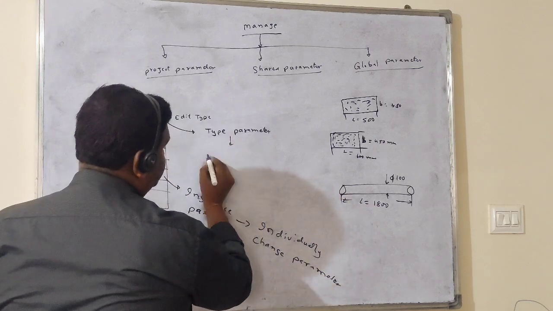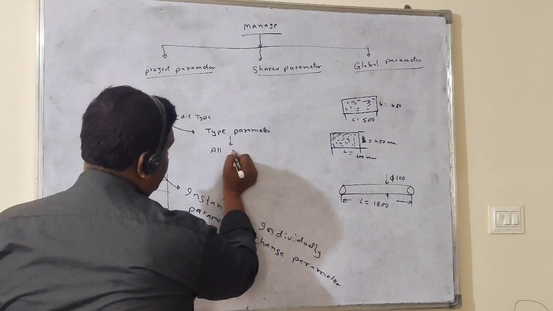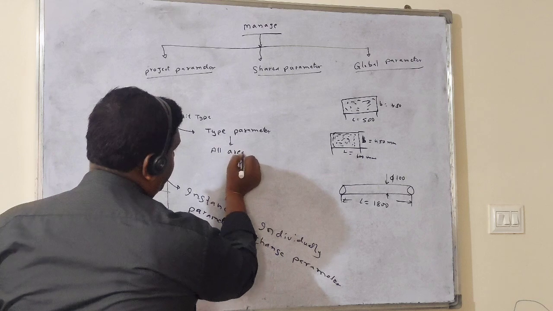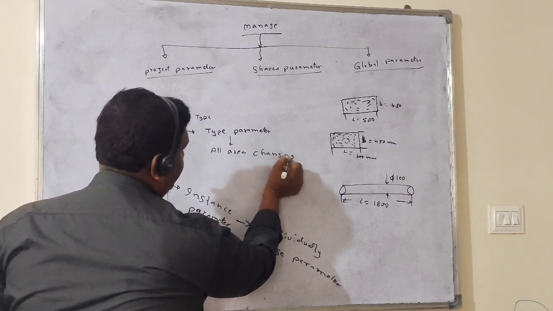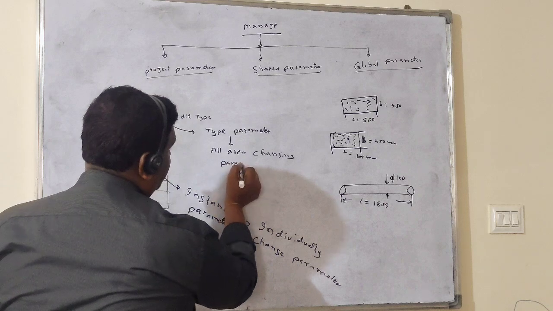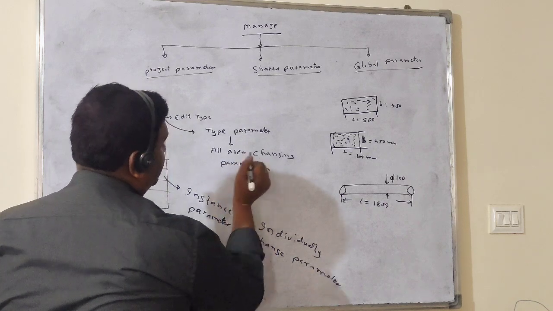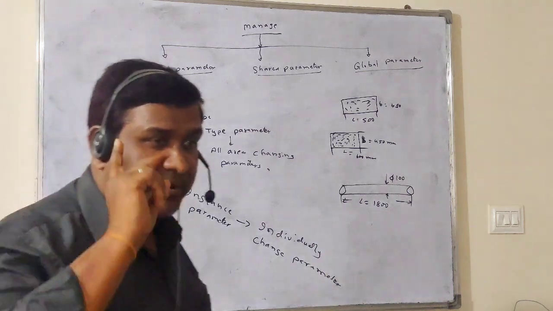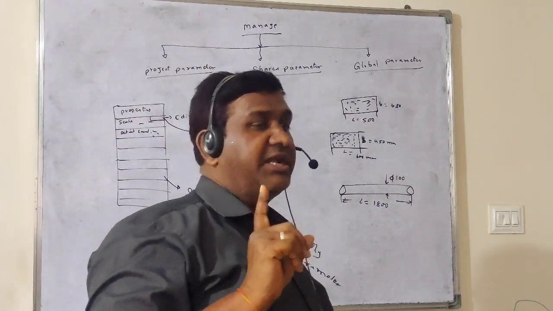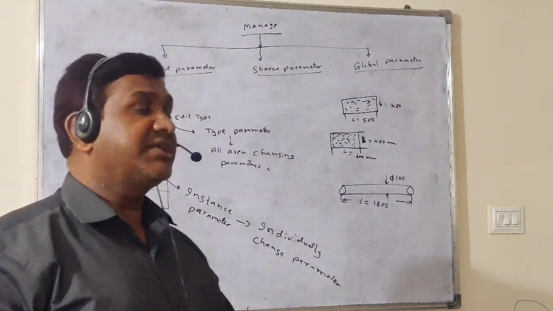And type is all-area changing parameters, because you are going to affect all areas, so you have to go with type parameters. If you are going to change only a particular component, each component, then you have to give the parameters as instance.